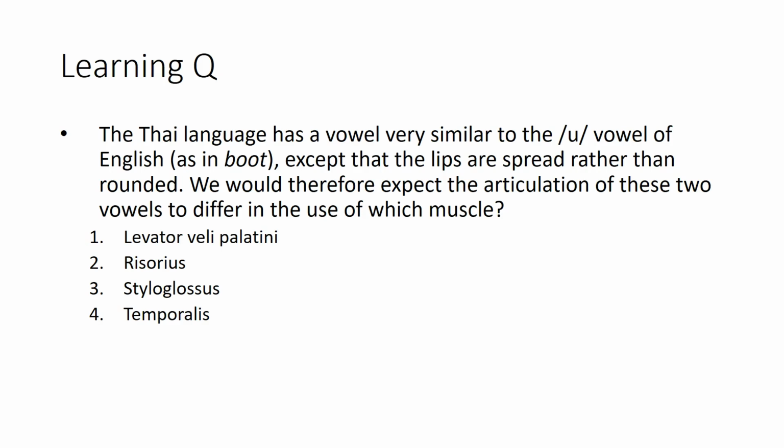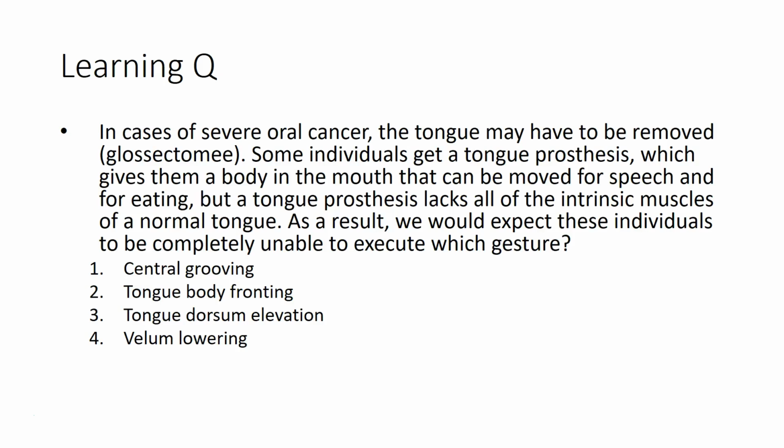There's a lot of language in the question here, but the crucial bit is basically that we have lip spreading taking place rather than rounding, so we would be trying to identify a difference in terms of muscles involved in either lip spreading or lip rounding. In this case, then, we have just one of our four answers that involves a lip muscle. That's the risorius, so that would be the best answer to this question.